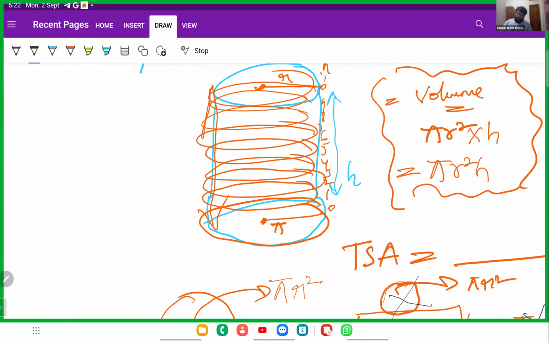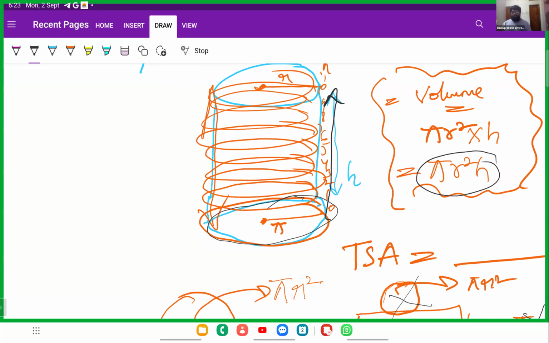So here the area is pi r square. If you pile up pi r square at a height or length of h, the volume will be pi r square h. Why? Because if you fill any cylinder, the water will occupy each and every part of the cylinder. So what you are exactly doing here is pi r square into h. This is the volume.